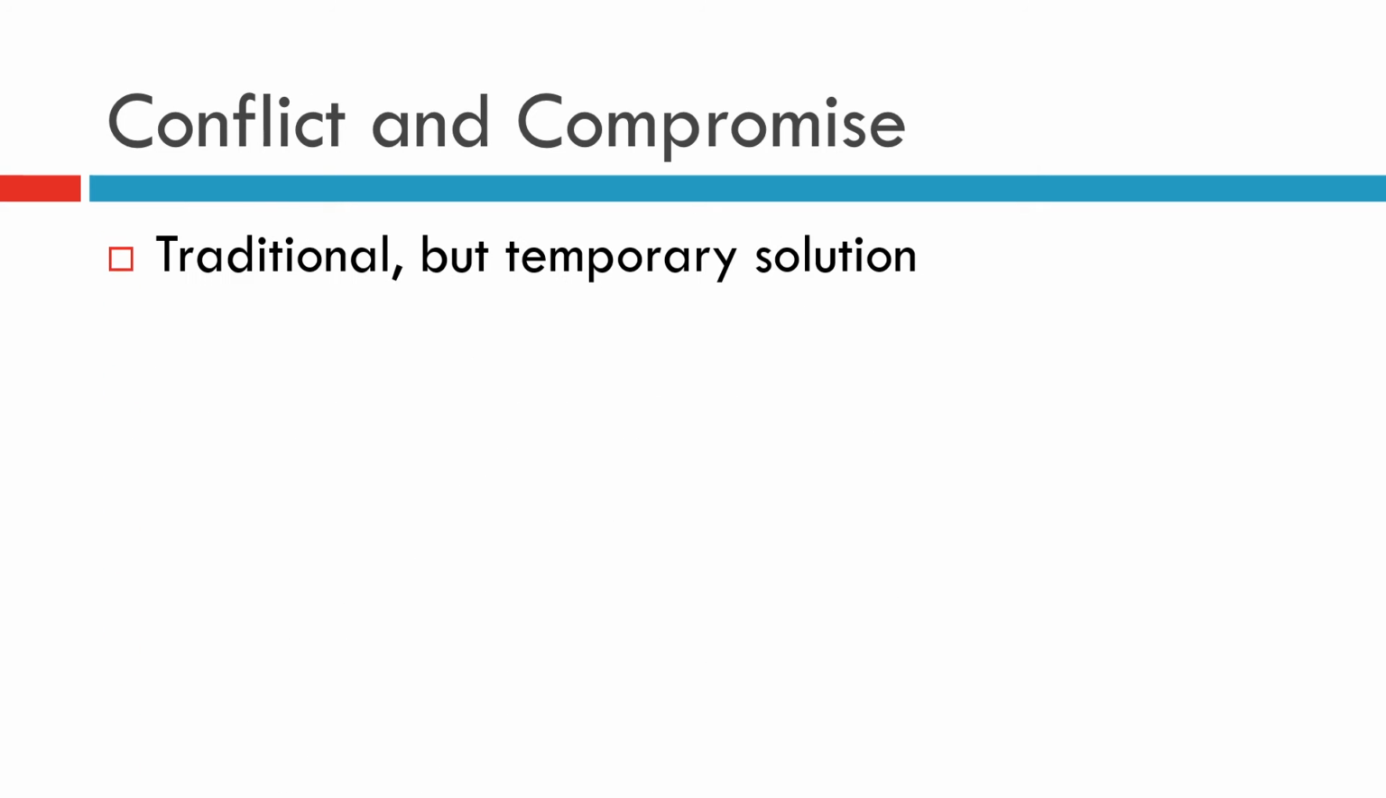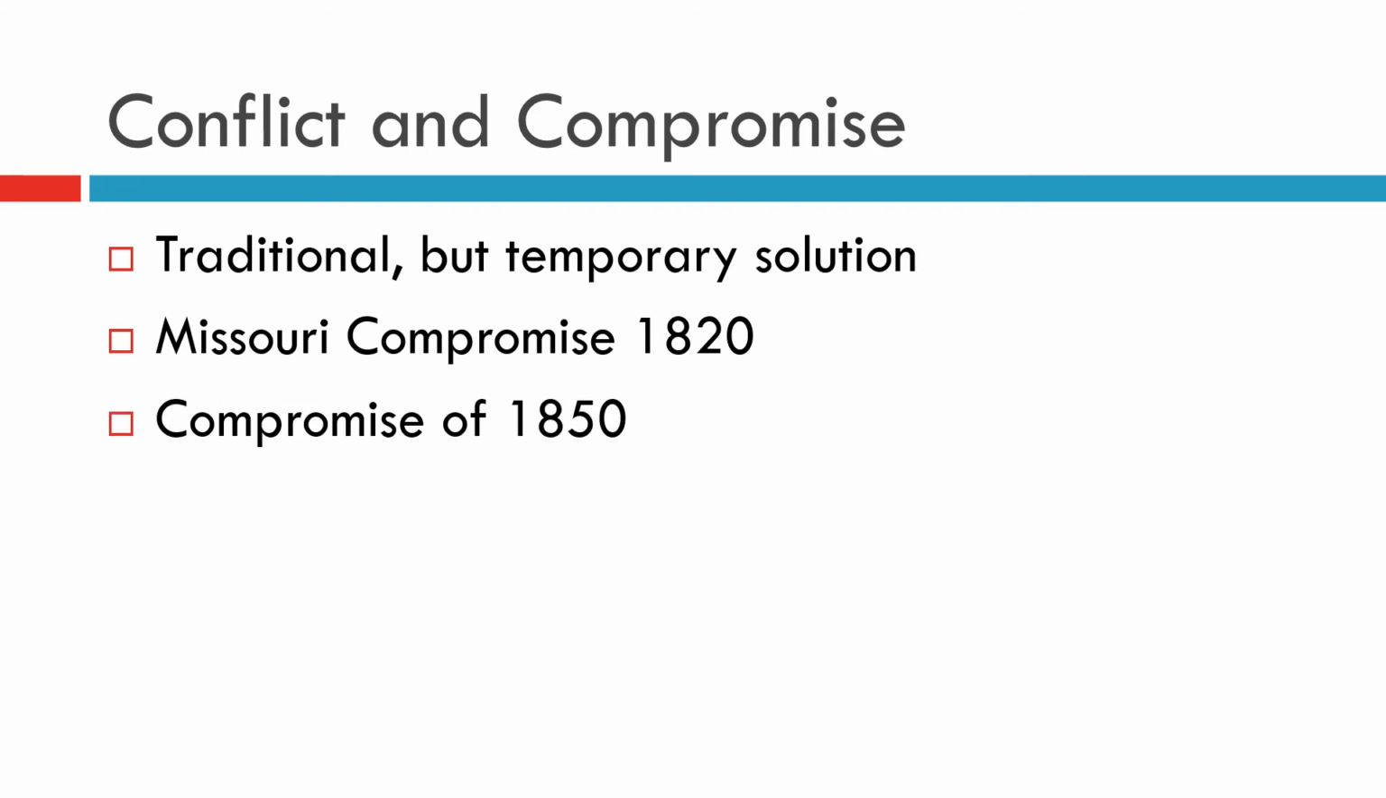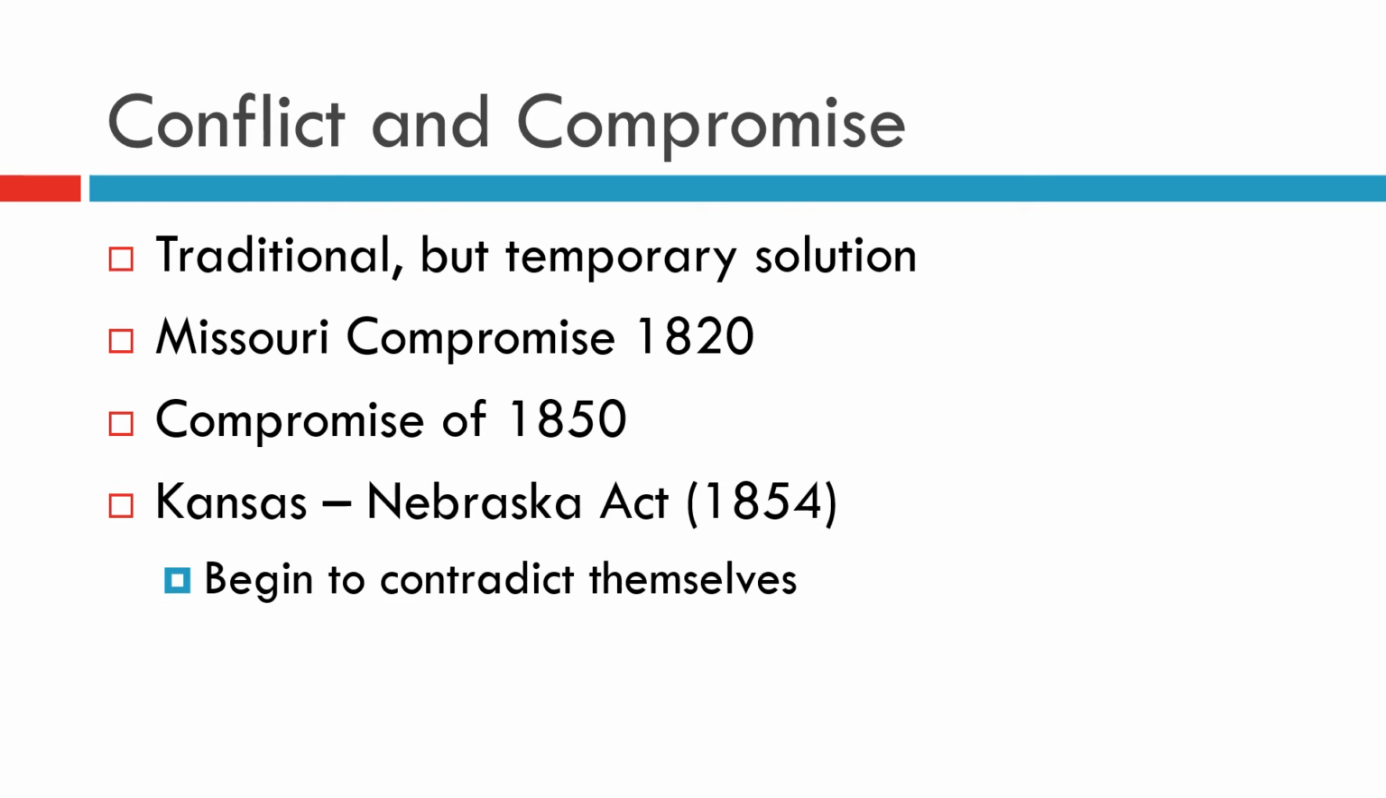All right, so the traditional and temporary solution for the issue of slavery, of course, was compromise, the first of which was the Missouri Compromise of 1820, followed by the Compromise of 1850. Both of those were orchestrated largely by Henry Clay. Again, these are covered in great detail in a separate video. And the final compromise was the Kansas-Nebraska Act, which brought popular sovereignty to the Northwest, again, undoing or repealing the Missouri Compromise.